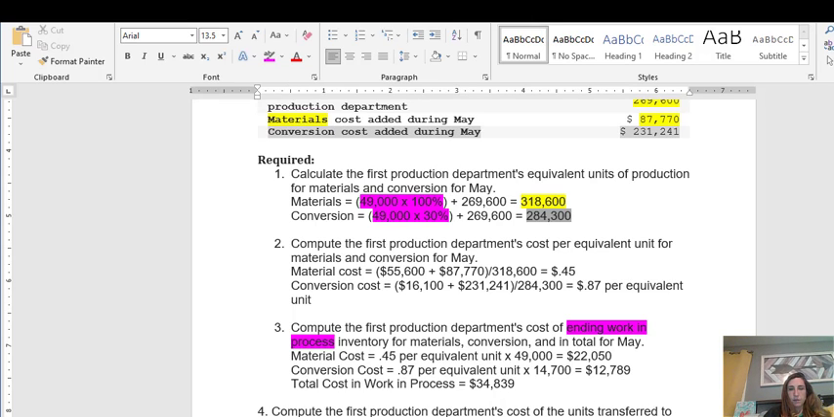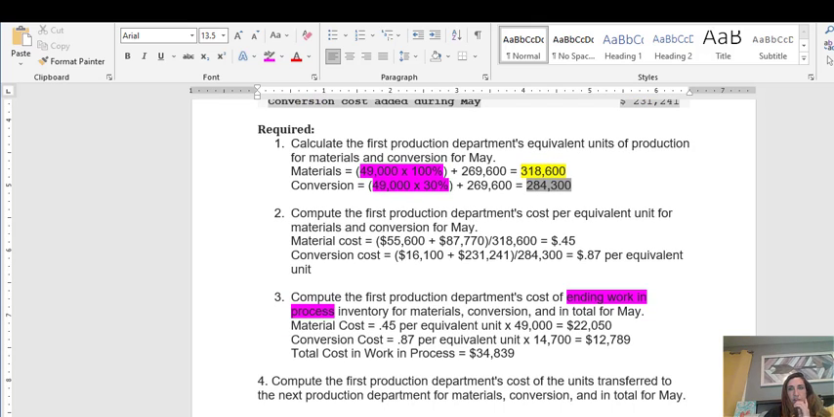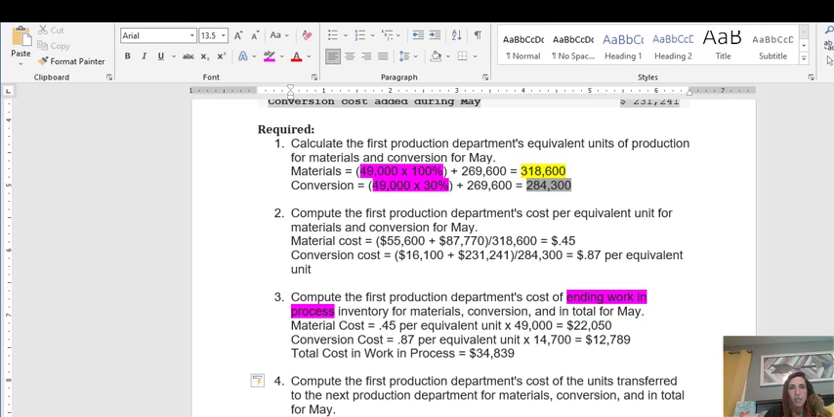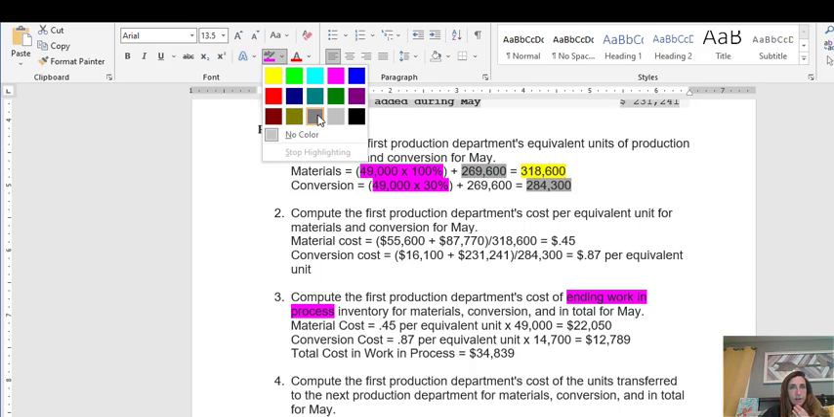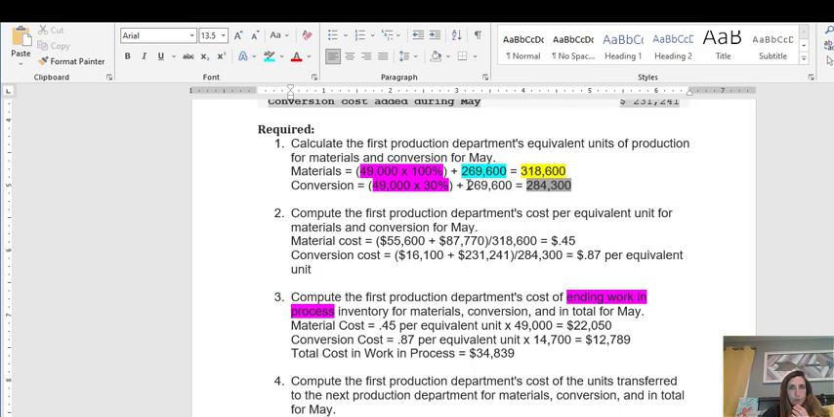And then we're going to do that also for the finished units, or the completed. So we're going to have material cost again getting allocated to all the units that are completed. Now, I won't have a different amount that I am multiplying my cost by. All of the units that were completed, if you look up here, 269,600 is the value for materials. It's also the value for conversion. So really those are all the same unit.